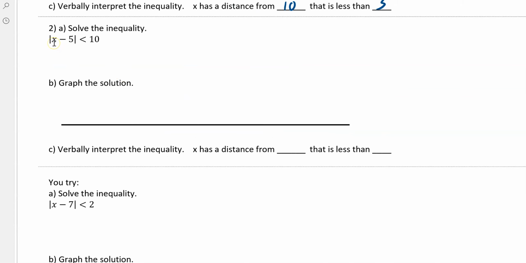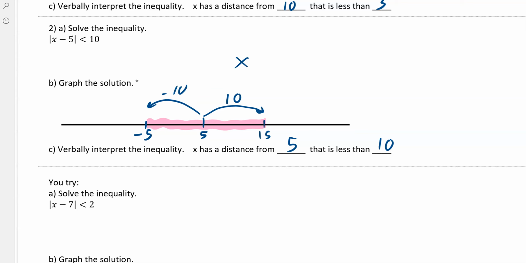Here it's saying our x has a distance from 5 that is less than 10. So if we put a little 5 here, that means our distance has to be less than 10. So that means we can go 10 units to the right, which would be 15, and 10 units this way, which would be -5. And so our answer here is an x value that is between -5 and 15.